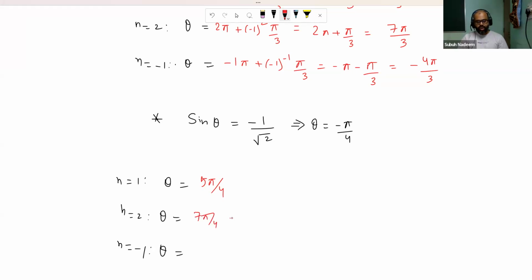Yeah. So here, if you put 2 pi plus minus 1 to the power 2 pi by 4 with a minus sign, because it is minus pi by 4, so it will be 2 pi, minus 1 squared will be plus, and you'll get minus pi by 4. So it will be 7 pi by 4. Okay. Okay, sir. For n equal to minus 1, just find out.